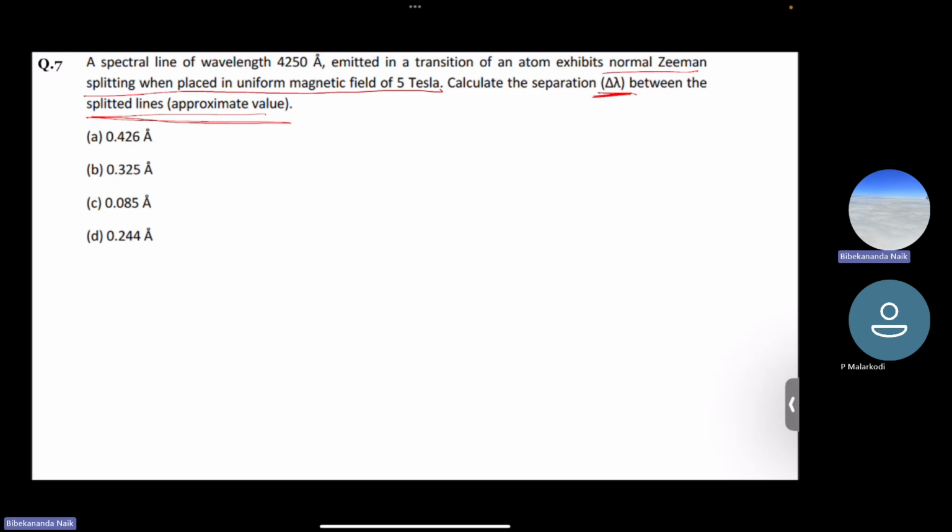So this week's lecture was mainly about the effect of an external magnetic field on spectral lines, that is the Zeeman effect. In the Zeeman effect, there are basically two types: one is the normal Zeeman effect, another is the anomalous Zeeman effect. Here the question says it exhibits the normal Zeeman effect. So in the normal Zeeman effect, what happens? The transition is only between singlet states.